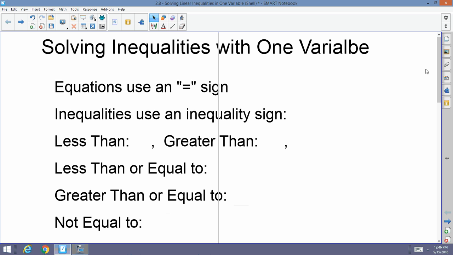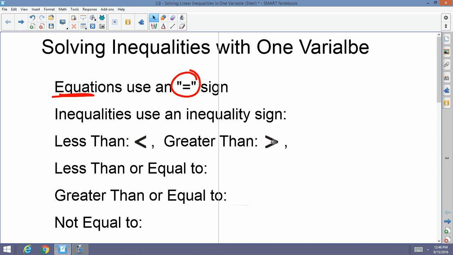First of all, equations use an equal sign, okay? That's why you have equations, equal sign. That's equations. But inequalities use an inequality sign, okay? And an inequality sign is such as less than would be less than. Greater than looks like that. I'm not trying to be sarcastic, but think back to when you were in younger grades. The alligator eats the big number, right?